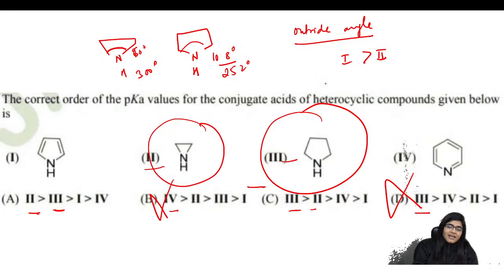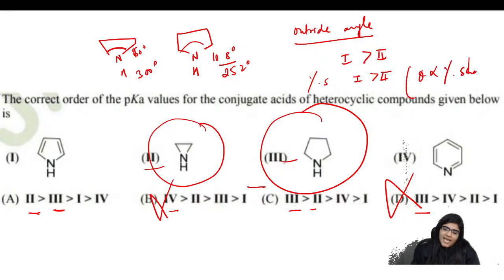So if the outside angle in 1 is more than in 2, definitely the percentage s character in 1 is more than the percentage s character in 2, because angle is directly proportional to percentage s character. So which compound is going to donate electrons easily? Definitely it's going to be the second one, because the percentage s character is less, so the second compound is going to give electrons very easily.